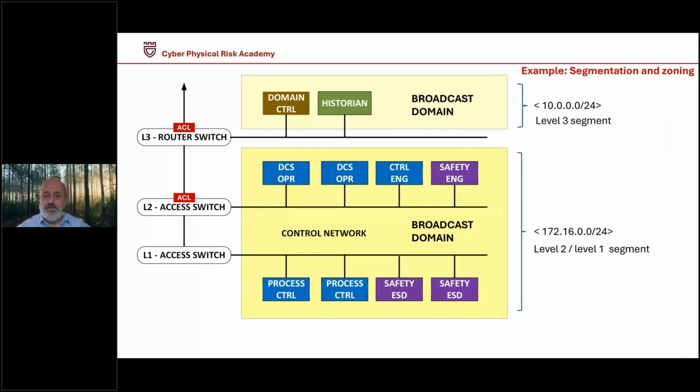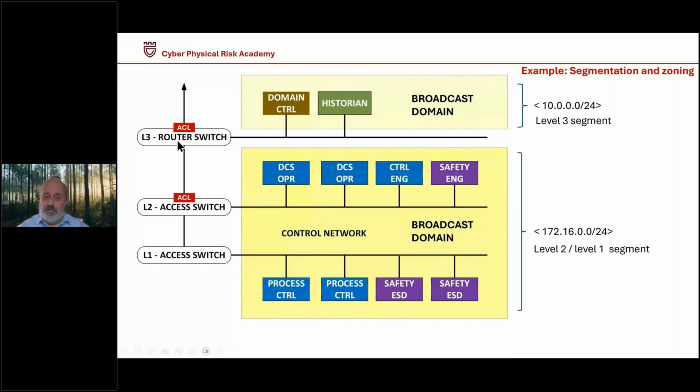But this is the segmentation, level 2, level 1 segment. I put in some arbitrary addresses. I put in some ACLs, access control lists, that help me filter traffic. So basically on the level 3 router, I can filter incoming traffic from higher levels, from the DMZ probably. I can say, okay, you are allowed to go to level 3, you're not allowed to go to level 2. I can already do that there.